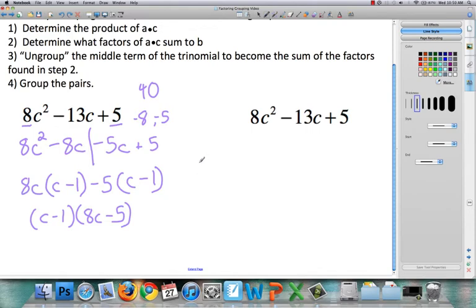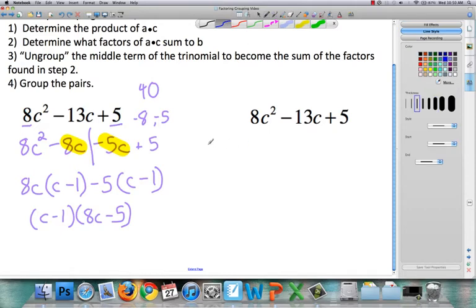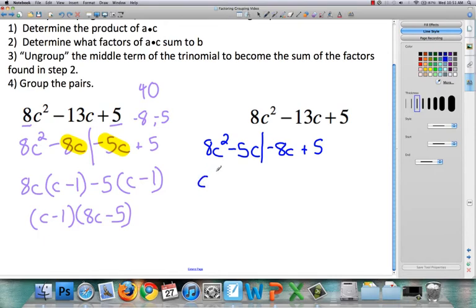Now some of you might be wondering if where we put the negative 8c and the negative 5c matters, and we're going to show you that it does not. Okay, so now if we do the reverse way and say we did 8c squared minus 5c minus 8c plus 5. It's not going to matter because in our first binomial here we could factor out a c, and we get 8c minus 5.